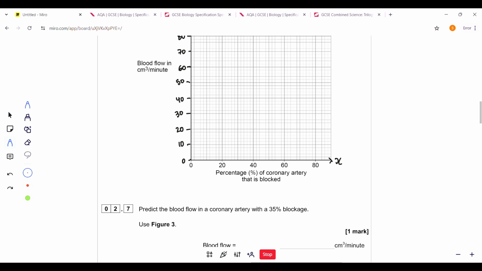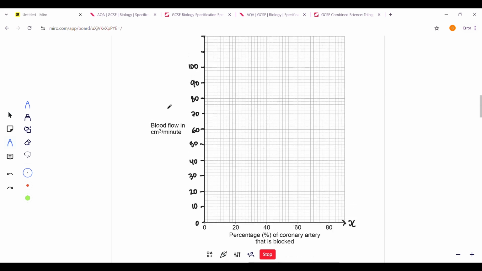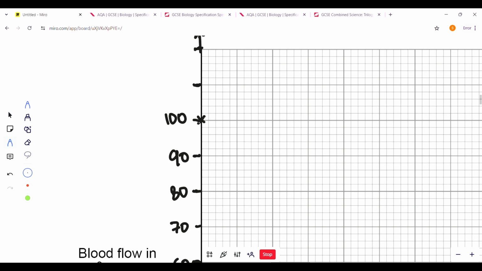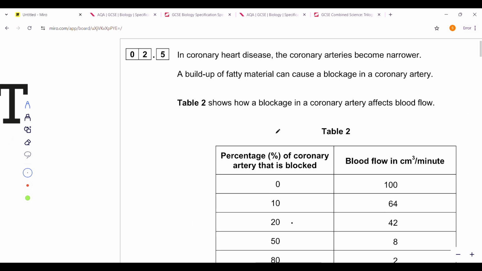This is the reason why I say to do these things, that even the ticking is just to make everything clear for you and to avoid any silly mistakes or any small little mistakes in your paper. So let's do these 0 and 100. Very straightforward. You go down to 0 for the percentage of coronary artery that is blocked. Let's go up to 100 for our y coordinate, which is blood flow. And then all you do is make an X there. Very clear X, okay?